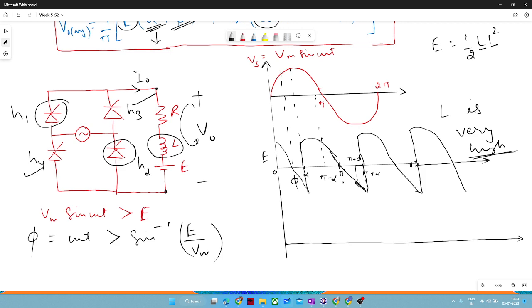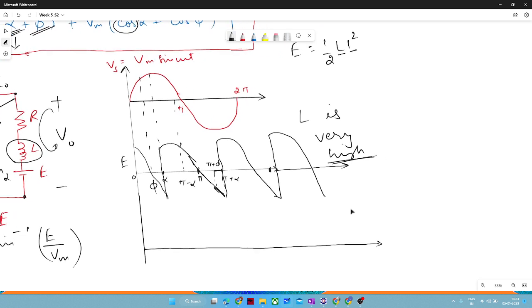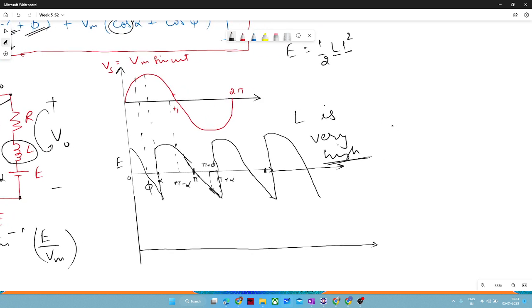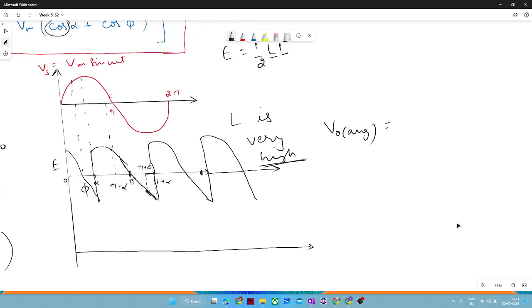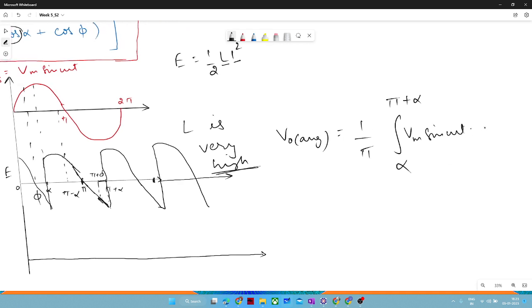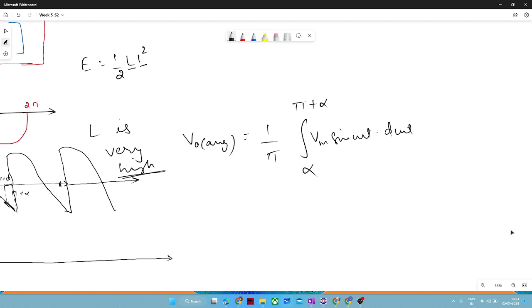For this kind of waveform, we will find out the output voltage. Since we have the waveform, we will do it quickly. We will take the period pi from alpha to pi plus alpha and integrate Vm sin omega t. We do not have to bother about E or anything else because they are not coming into the picture, nor about any discontinuity because our inductance was really high. So you will again get the same value, 2 Vm by pi cos alpha.